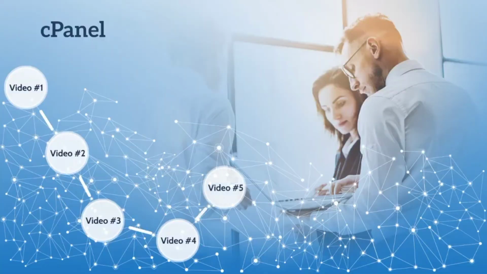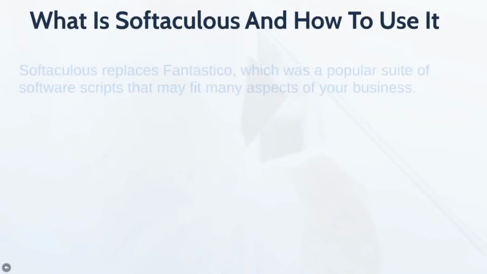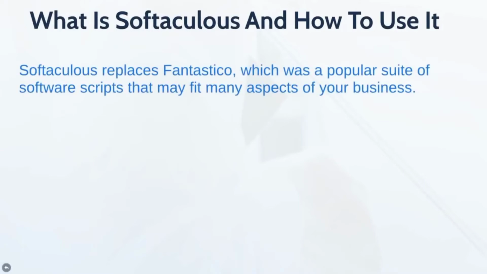Hello and welcome to video number 5. In this particular video, you're going to learn what Softaculous is and how to use it. Softaculous replaced Fantastico, which is a popular suite of software scripts that you can build into your website. Things like WordPress, Joomla. If you want a forum, you can build forums. There are many different free scripts that you have access to that you do not have to spend extra money for. They're all built in.